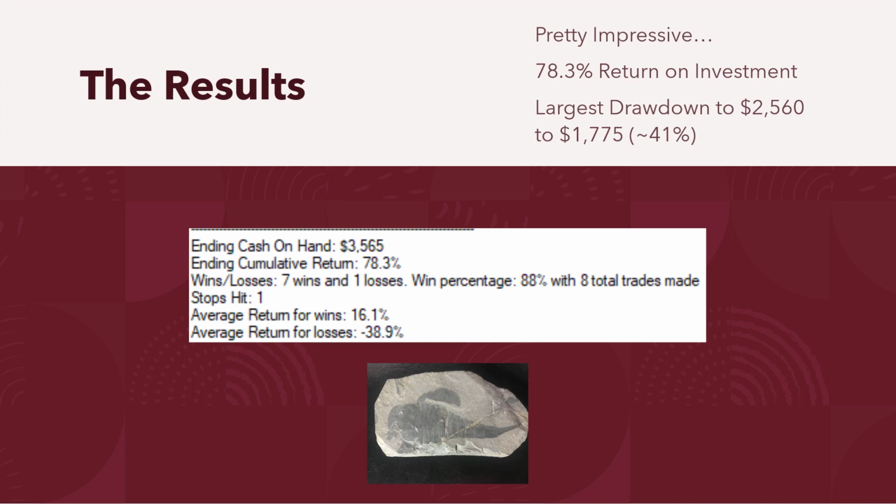Now, the largest drawdown, the one loss that was taken, it was an 88% success rate, but the one loss that was taken took the account down from $2,560 after the first 2 cycles down to about $1,775. It was a total of a 41% drawdown, but from the $2,000 we started with, it was much smaller. Remember, we had taken in a few wins, so the account value had gone up from $2,000 to $2,560.